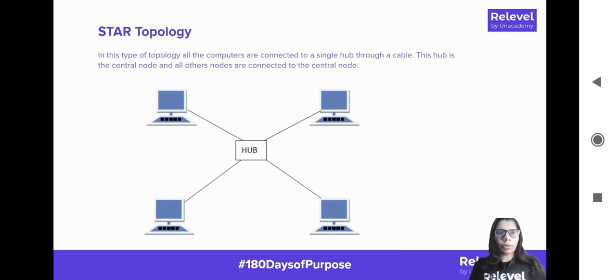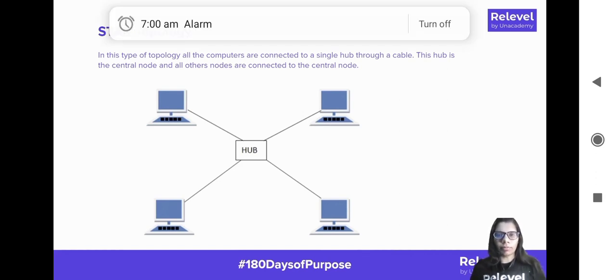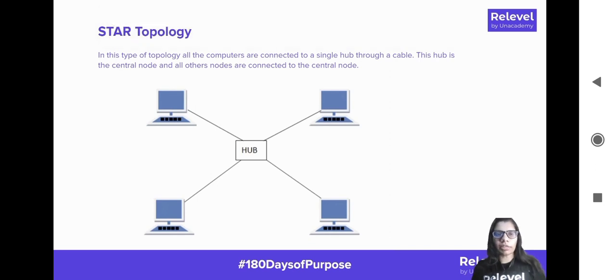Here in this topology, all the computers are connected to a single hub through a cable. This hub is the central node and all the other nodes are connected to this central node. The hub can be passive in nature, that is, not an intelligent hub, such as broadcasting devices. At the same time, the hub can be intelligent, which is known as an active hub. Active hubs have repeaters in them, so that prevents data loss.